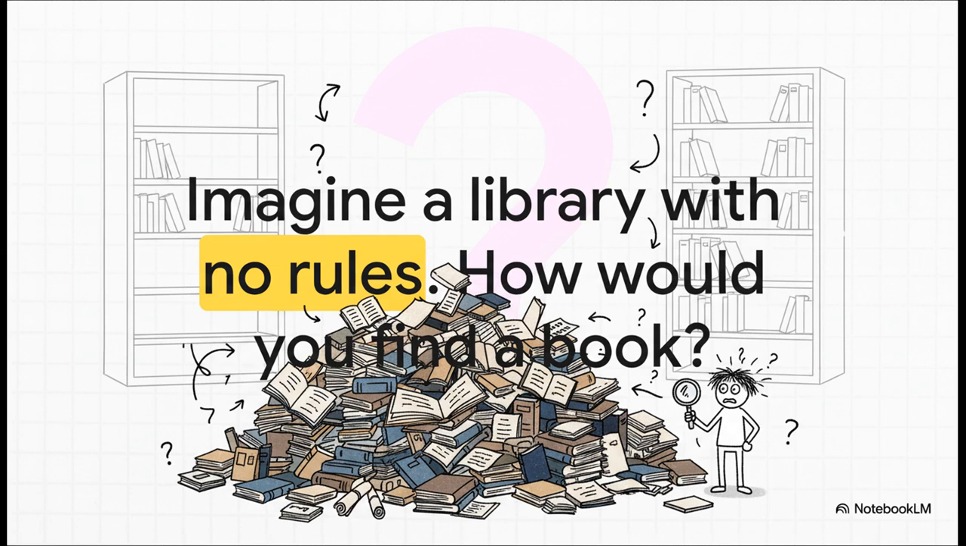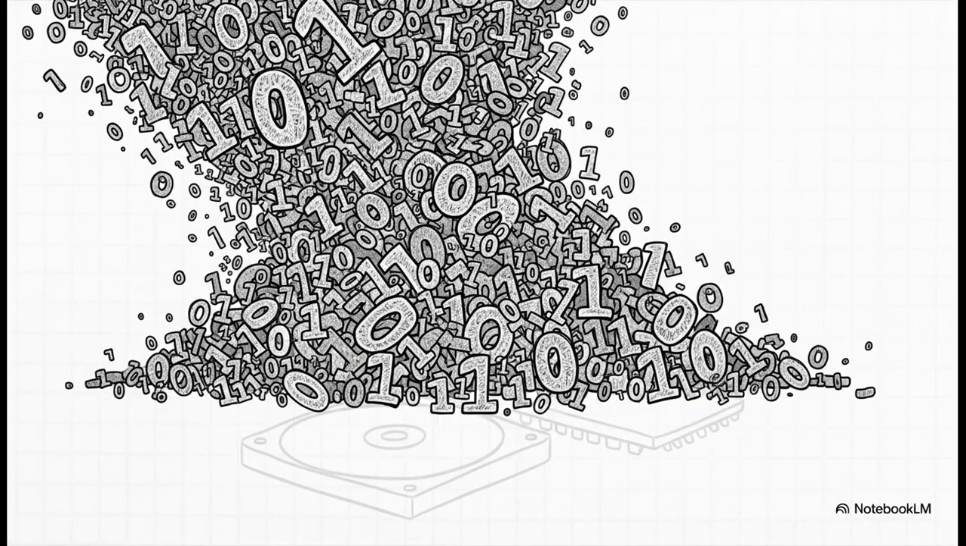To really get it, I want you to imagine something for a second. Picture a library where every single book is just tossed into a giant pile in the middle of the room. No shelves, no sections, no card catalog. Just total, absolute chaos. How would you ever find anything? It'd be impossible, right? Believe it or not, that chaotic pile of books is basically what your computer's hard drive or SSD looks like without a file system. It's just a vast, jumbled up sea of ones and zeros. Raw data with no meaning and no order.